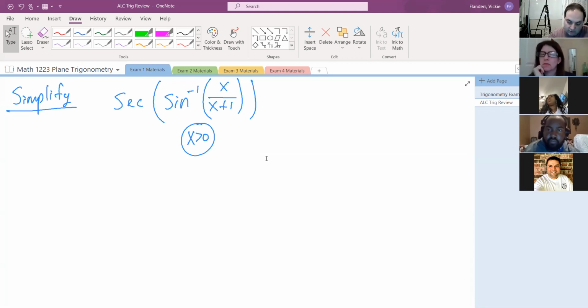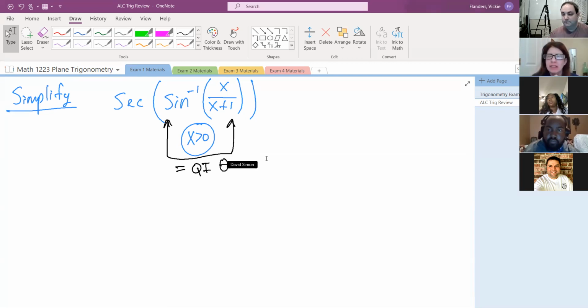So then what does this do? If x is positive, notice that that ratio is going to be positive. X over x plus 1 is going to be a positive ratio. So inverse sine on a positive ratio, this whole calculation here, is going to equal a quadrant 1 angle. That right there is going to give me just some angle, and it's in quadrant 1.